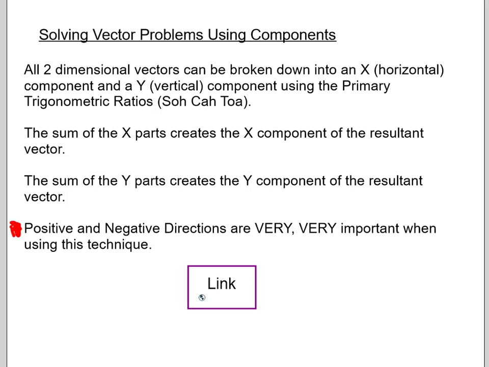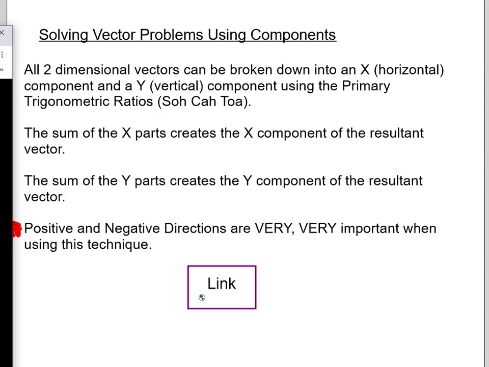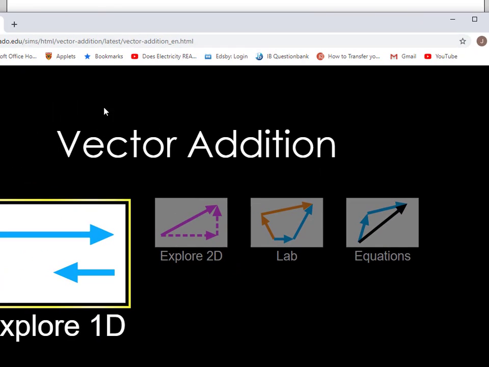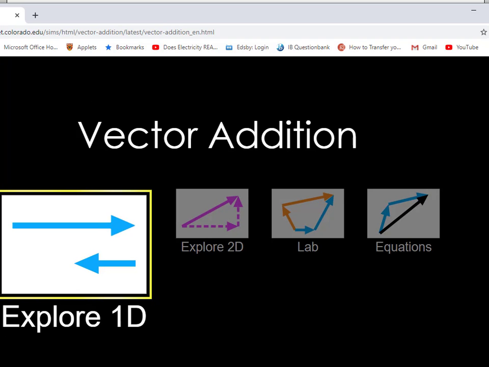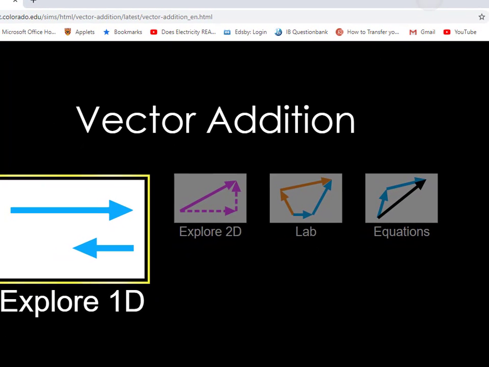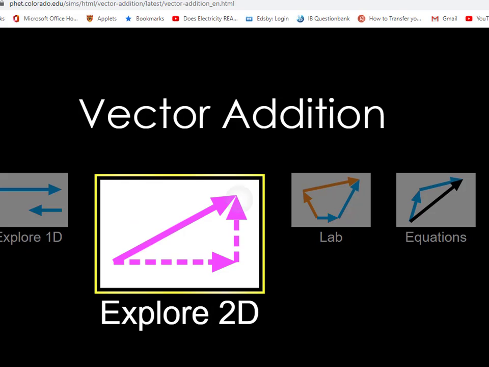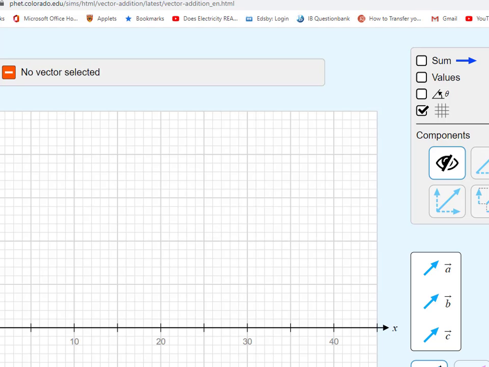Okay, so now I have a link here. Let's hope it works. And of course it puts it on the other screen. And it will link us to a PhET simulation. Maybe we could minimize it, get it all to fit. All right, so we want to look at Explore 2D. So if we click on that, hopefully it's inside.